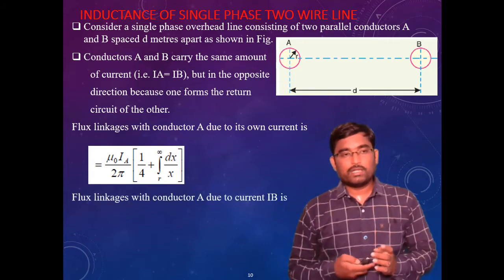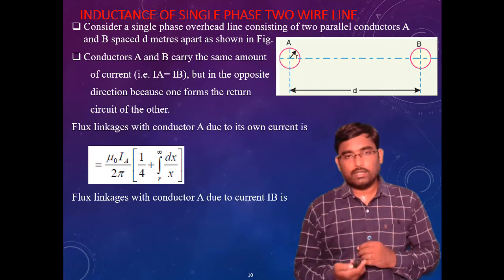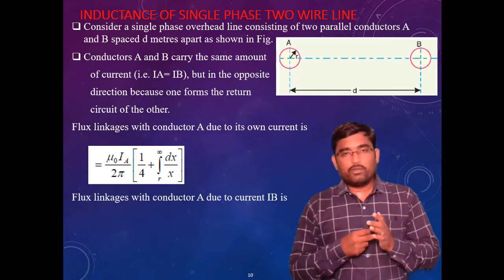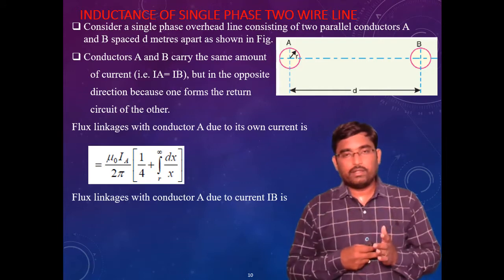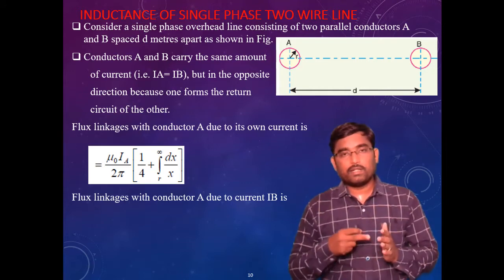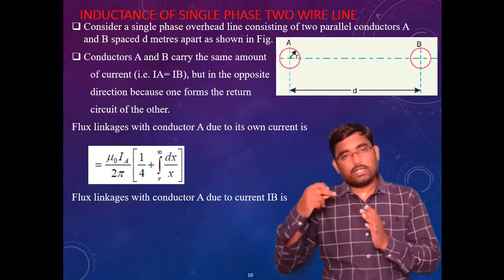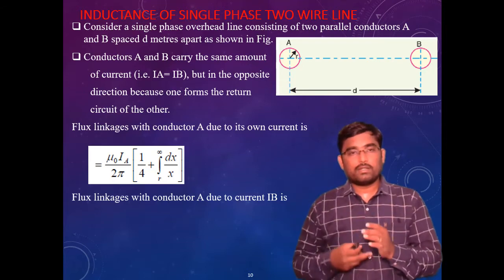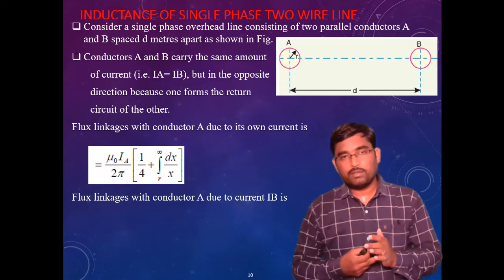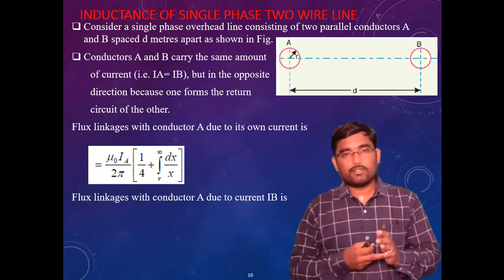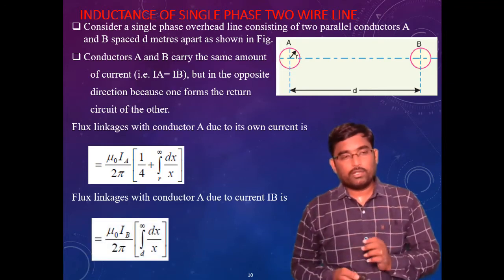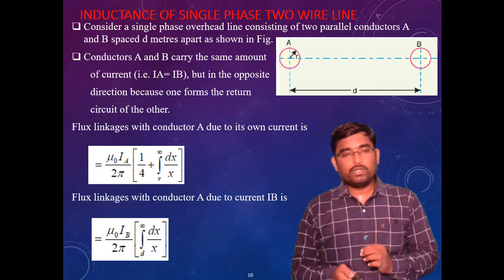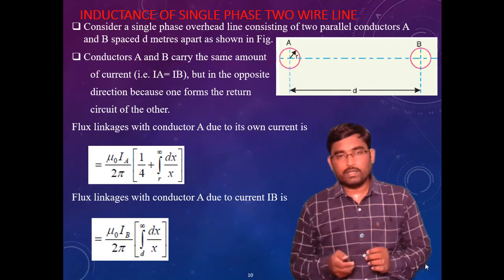Now flux linkage with conductor A due to current Ib. We will have the flux linkage of conductor A because of its own current Ia, and we will have flux linkage of conductor A because of current in the other conductor. Here the other conductor is carrying a current Ib. Because of that we need to write the flux linkage of conductor A. So that part is mu naught into Ib by 2 pi integral d to infinity dx by x.